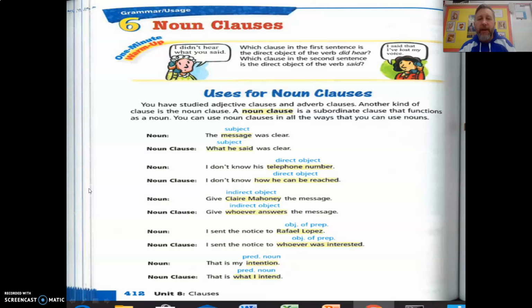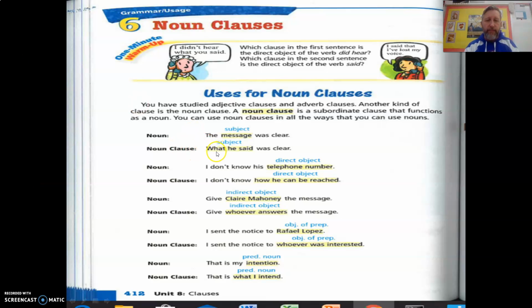But the biggest thing, the way that it differs from adjective clauses and adverb clauses, is that it serves as a noun in the sentence. As we've learned this year, and in previous years, nouns serve as subjects of a sentence, a direct object. It could serve as an indirect object. It could serve as the object of the preposition, and it can also serve as a predicate noun. All right, so let's take a look at some examples here on page 412.